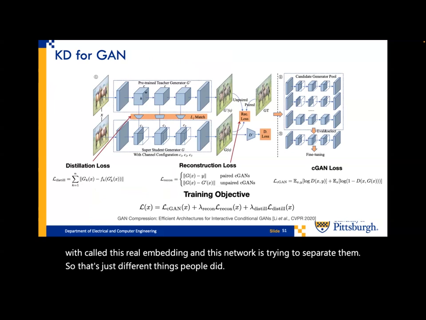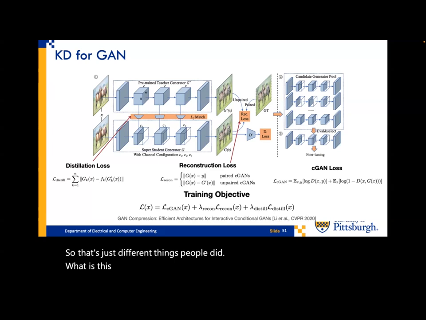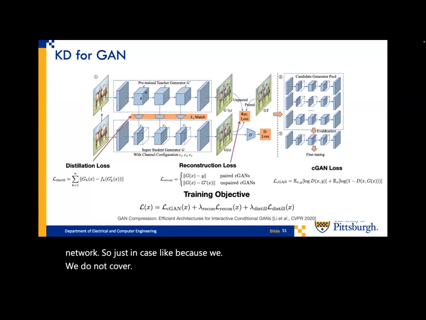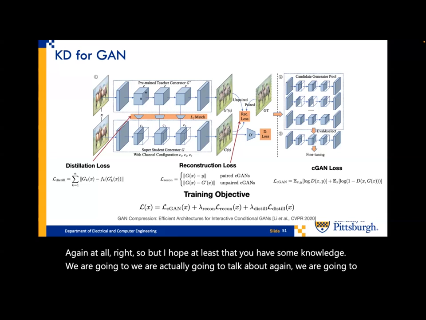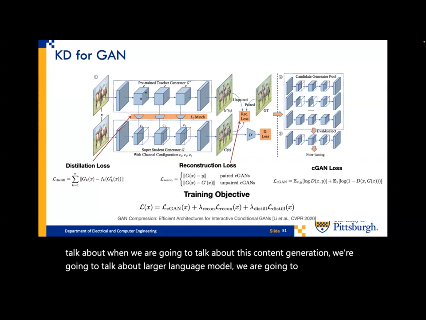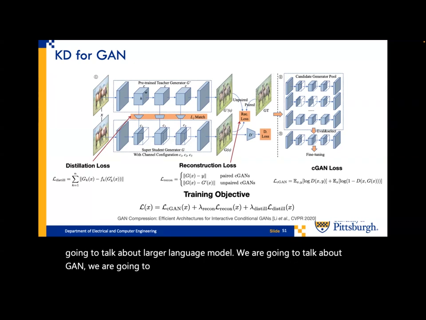What is this? This is the knowledge distillation for generative adversarial network. Just in case, because we did not cover GAN at all, I hope at least that you have some knowledge. We are actually going to talk about GAN when we talk about content generation. We're going to talk about large language models, we are going to talk about GAN, we are going to talk about distillation. But for now, I'm going to just give you a very high level idea.